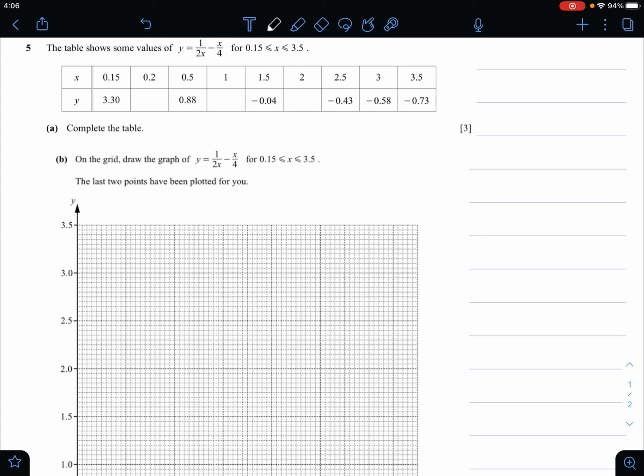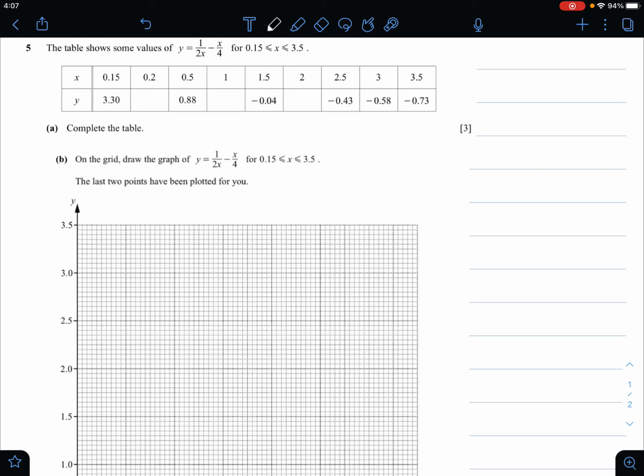For part A, they are asking us to complete the table. The easiest way to do this is to simply substitute the x values that they've given in the table into the original equation. So 1 divided by 2 times 0.2 minus 0.2 divided by 4. For each of these, you can simply input the calculation into your calculator and you will get your answer, or the corresponding y value.